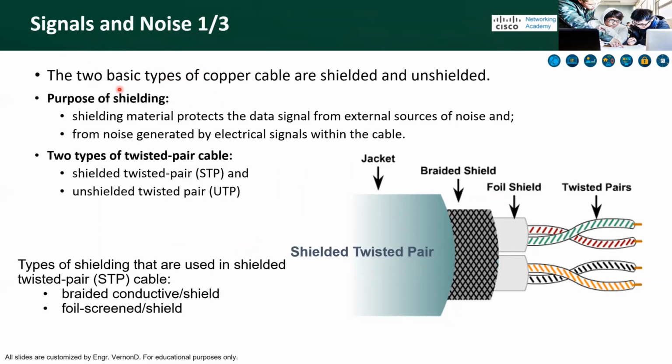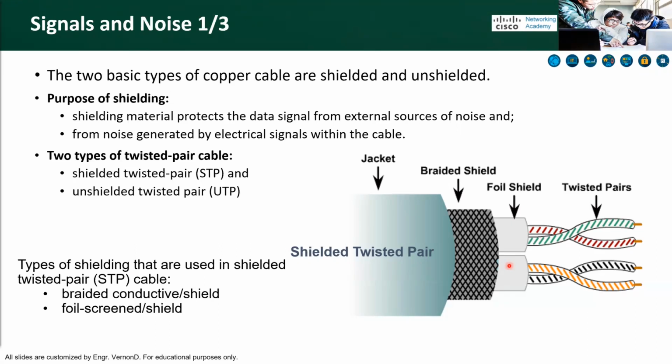Signals and noise. The two basic types of copper cable are shielded and unshielded. The purpose of shielding is that the shielding material protects the data signal from external sources of noise, and from noise generated by electrical signals within the cable. Two types of twisted pair cable are shielded twisted pair or STP and unshielded twisted pair or UTP. The types of shielding used in shielded twisted pair cable are braided shield and foil shield. STP contains an outer conductive shield that is electrically grounded to insulate the signals from external electrical noise. It uses inner foil shields to protect each wire pair from noise generated by other pairs. It's sometimes called screened twisted pair or ScTP.